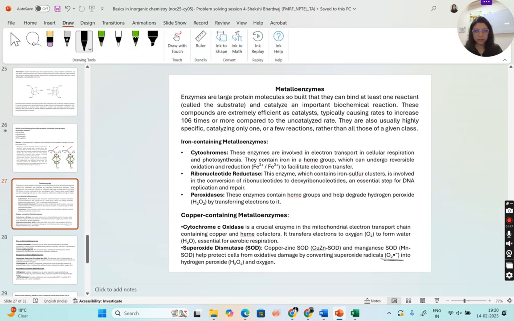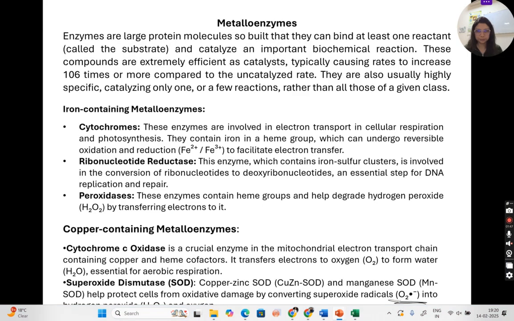radicals into hydrogen peroxide, H2O2, and oxygen. This is the role of superoxide dismutase.